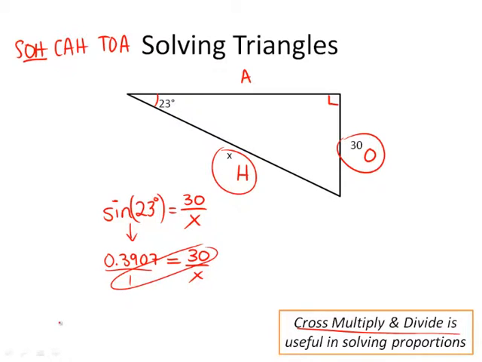So we're cross multiplying 30 times 1 and dividing by the sine of 23. So x is actually technically being the 30 divided by the sine 23. Depending on your calculator, you can either go 30 divided by 0.3907, or you could go 30 divided by sine of 23 directly if your calculator allows for it. Either way, you get 76.8 as your length.